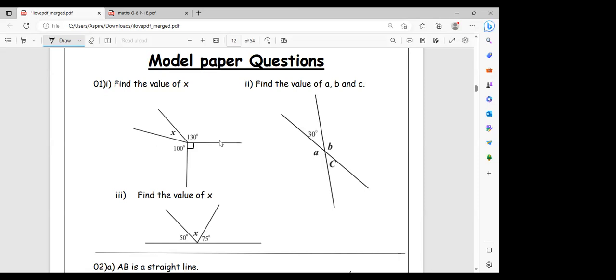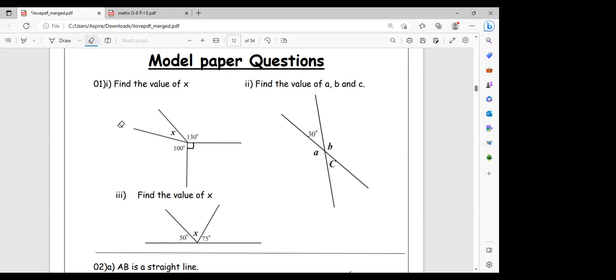Can any of you remember what is the relationship that we have learned in this lesson that we have to apply in this question? We have learned three relationships in this lesson. What are the three relationships?